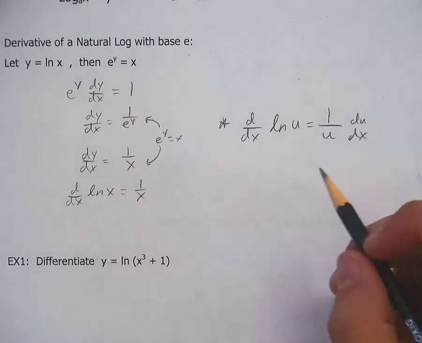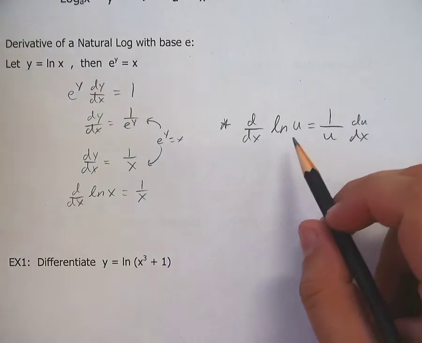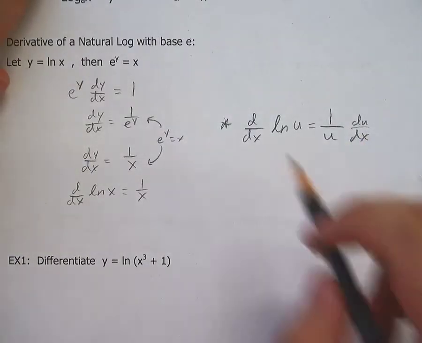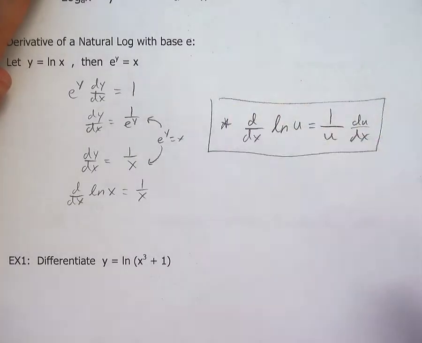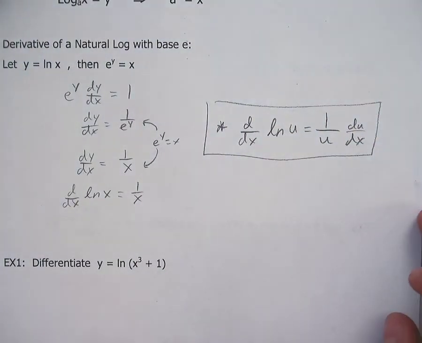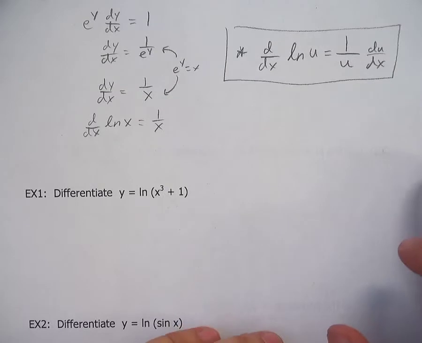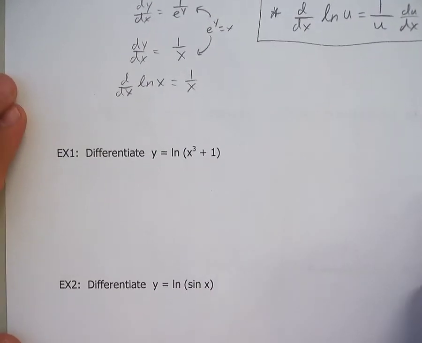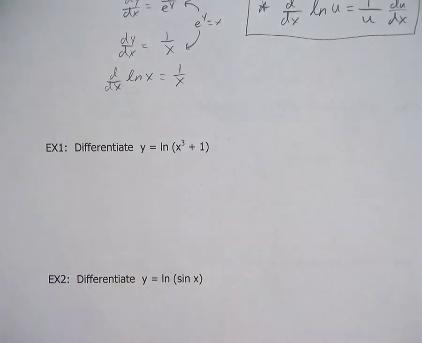So we have the derivative of the natural log of u equals 1 over u du dx. And this is the formula that you're going to use to solve derivatives of logarithms. We're going to deal mainly with natural logs for these first few sections, and then we'll talk regular logs in a little while. So, differentiate.